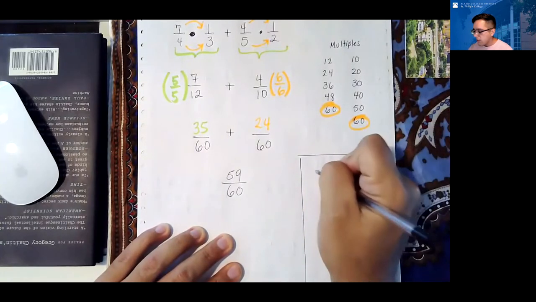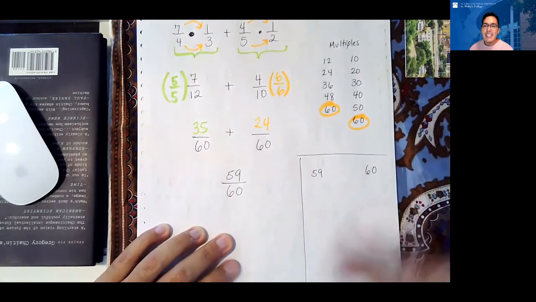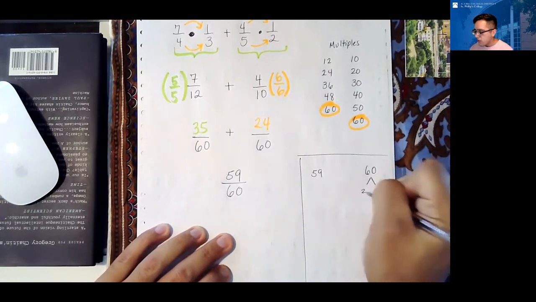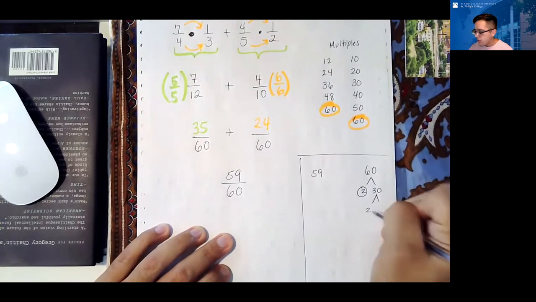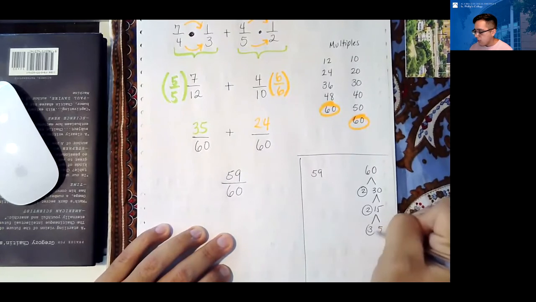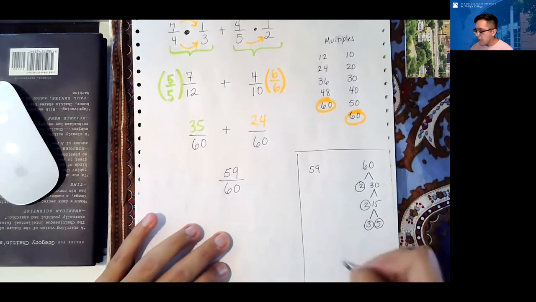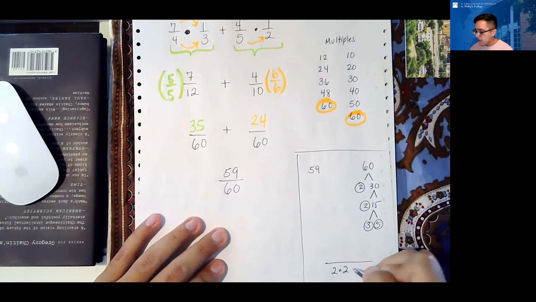And I'm going to look at 59 and I'm going to look at 60. Because 60 is easier to do a prime factorization tree, I'm going to start with 60. So I might do 2 and 30. 2 is prime. 2 and 15. Again, 2 is prime. And then 3 and 5, and both of these are prime. So I could rewrite this fraction if I wanted to as something over 2 times 2 times 3 times 5.